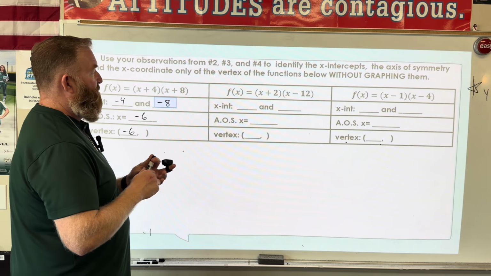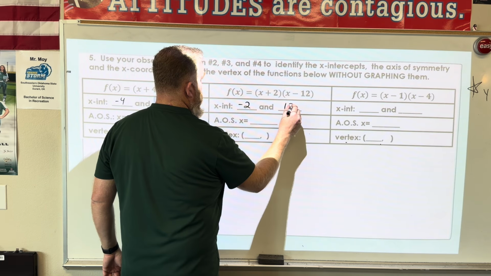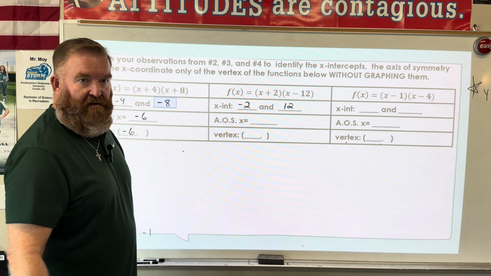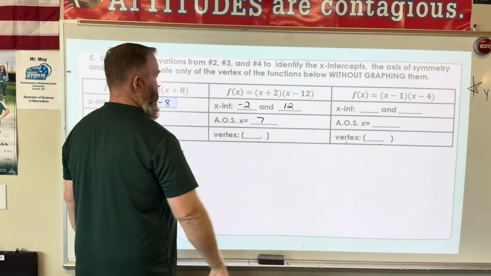What are my two x-intercepts? -2 and +12. Did anybody find the axis of symmetry? It is 7. Good.